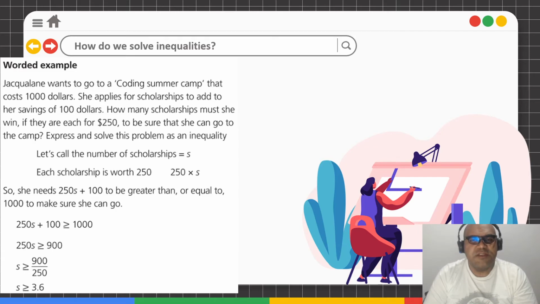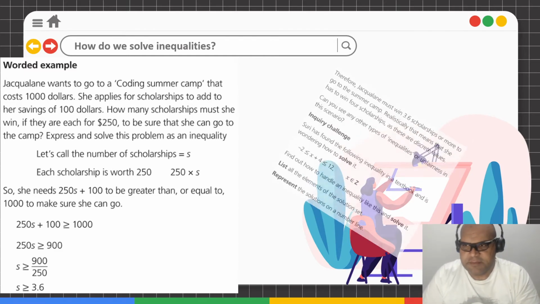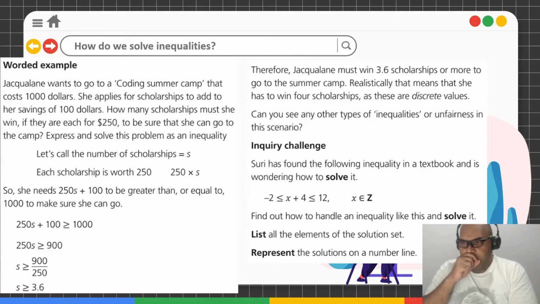Okay, 3 scholarships and 6/10. Great, this is at least. If she got less than this, it does not work. Anything greater than this, it works for her. Great. Therefore, as I told you, here's the solution. You can see the application for it. And then the challenge.